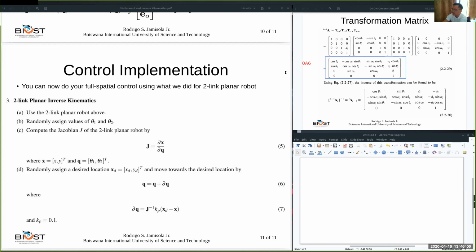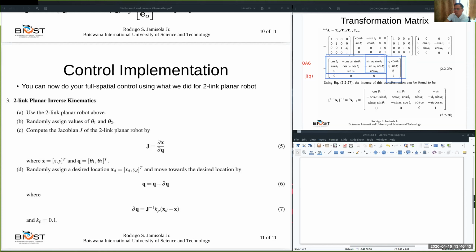When you compute your Jacobian matrix, you need to compose its columns. The columns of the Jacobian matrix will be composed using the geometric Jacobian that we just discussed a while back, using the information from these transformation matrices in terms of P, in terms of the Z axis, and in terms of R. Then you're done. You know your Jacobian.